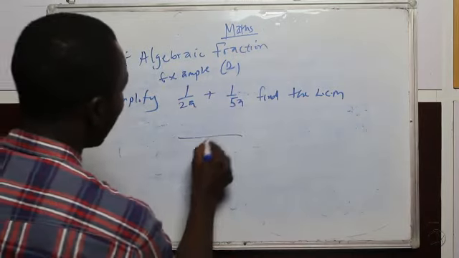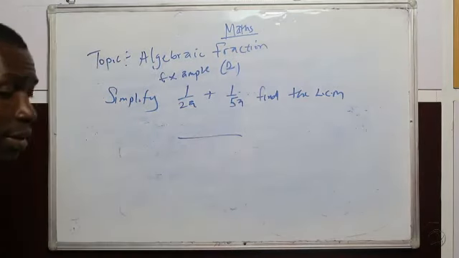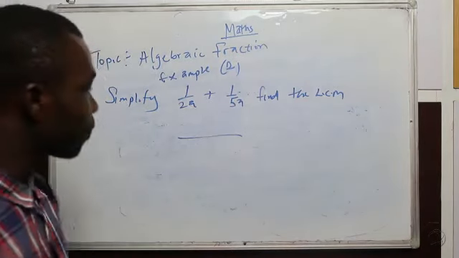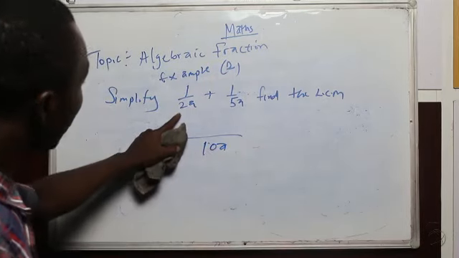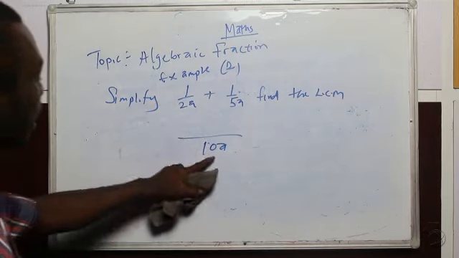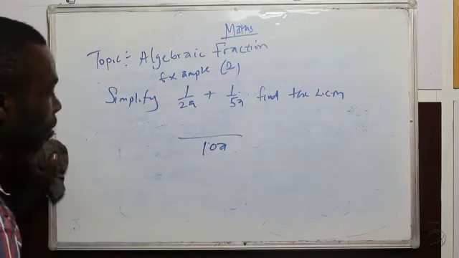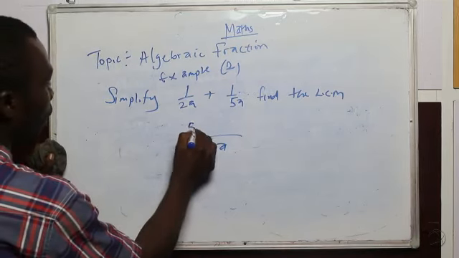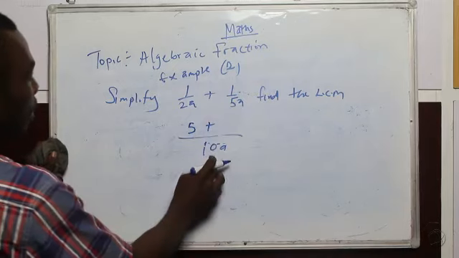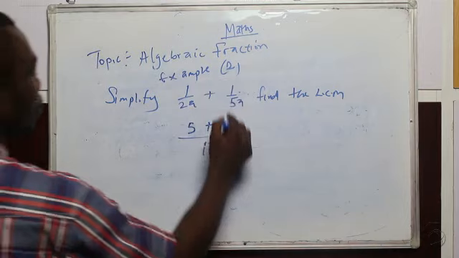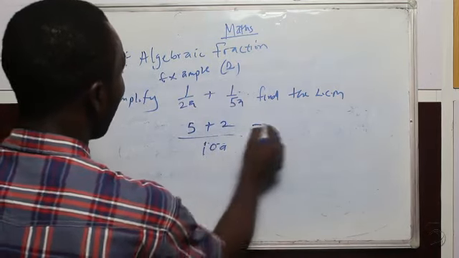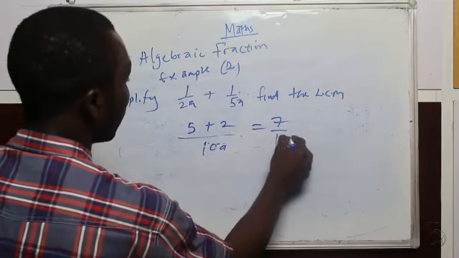By the time we find the LCM of 2a and 5a, what is the LCM? The LCM is 10a. 10a divided by 2a will give us what? 5. We now have 5 plus 10a divided by 5a will give us what? 2. 2 times 1 will give us 2. The answer is 5 plus 2, which gives us 7 over 10a.